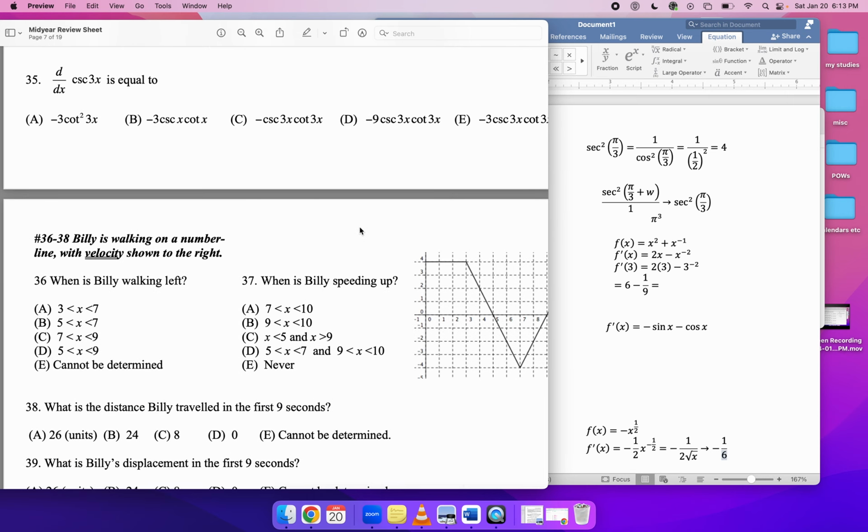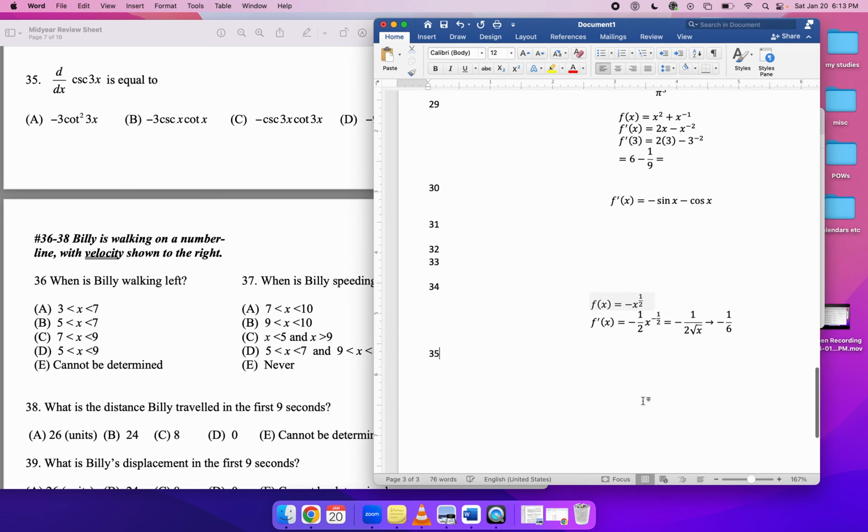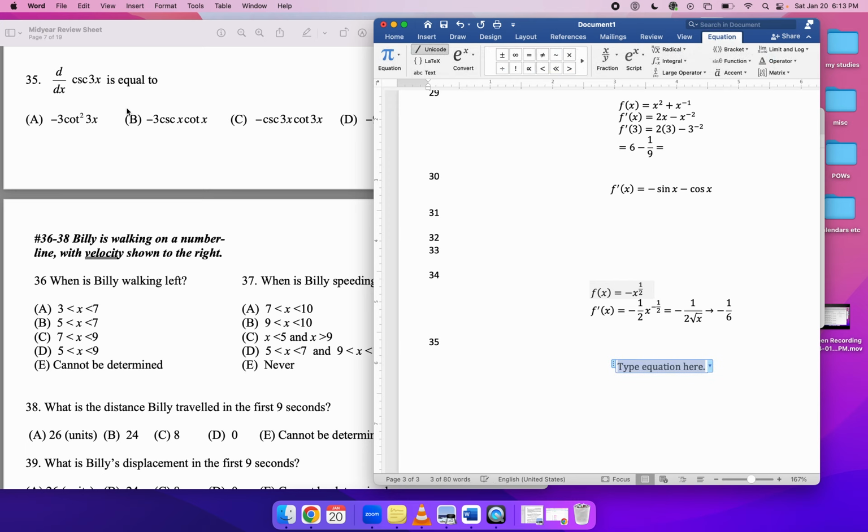35, d dx of cosecant 3x. We are taking the derivative of that function. That's all this means. So what's the derivative? First of all, this is a composition, like cosecant of 3x, so you need the chain rule.